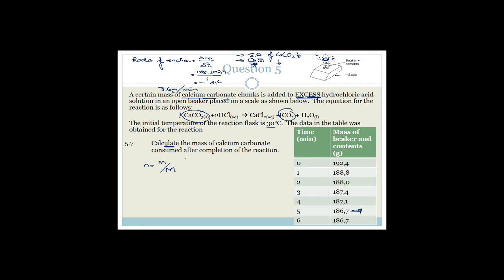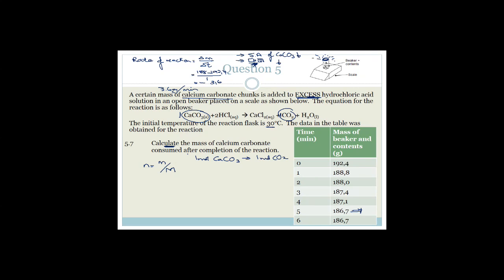Let me write that down so I can explain it to you. From that equation, we know that 1 mole of CaCO3 gives us 1 mole of CO2. If there's no number in front, it's implied that it's one. Why is that important? Because the reason this mass is changing is the carbon dioxide that is given off. So if we can work out how much carbon dioxide is given off, we can work out how much calcium carbonate was changed to carbon dioxide, how much had been consumed or eaten up.